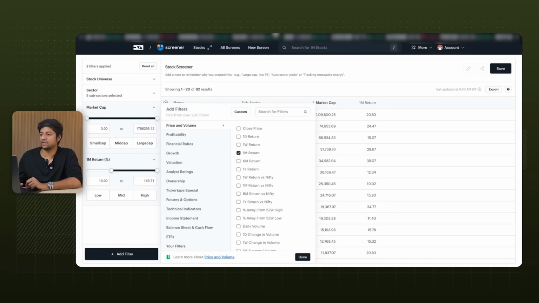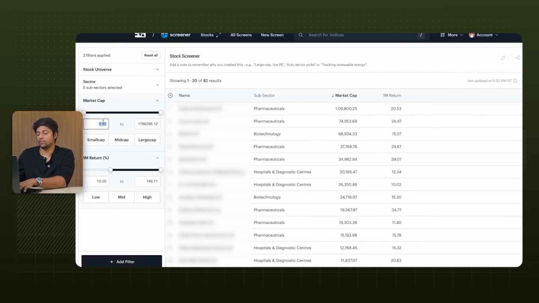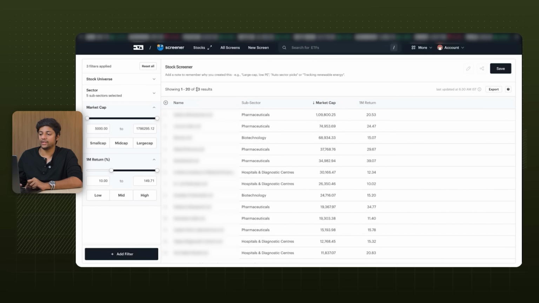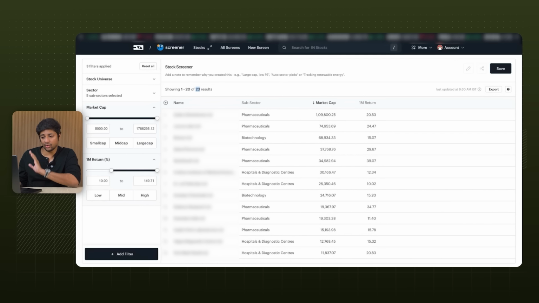Now comes the next filter. Now over here I am going to add market cap filter. Market cap is already here. So let's say I want 5,000 and above. Depends on where you want to play. I want to play 5,000 and above. So already 23 stocks have only come into this, but not bad.